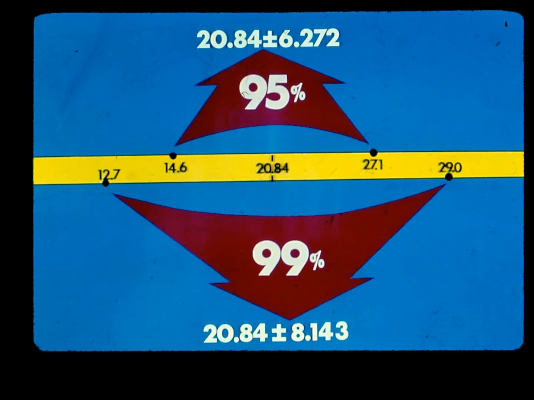To be more specific, here we compare the 95% and 99% confidence intervals obtained for the Pine Knoll data. The 95% confidence interval requires 6.272 to be added to and subtracted from 20.84, whereas the 99% interval requires 8.143 to be added to and subtracted from it. As seen in the middle, the resulting 99% confidence interval limits of 12.7 and 29.9 are wider than the 95% confidence limits of 14.6 and 27.1.